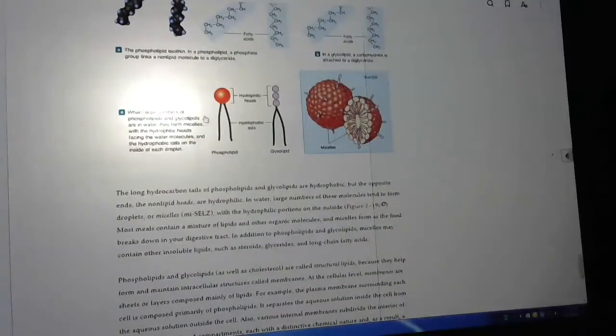And there's your phospholipid right there. So hydrophilic likes water. Hydrophobic tails do not like water, right? Likes oil.